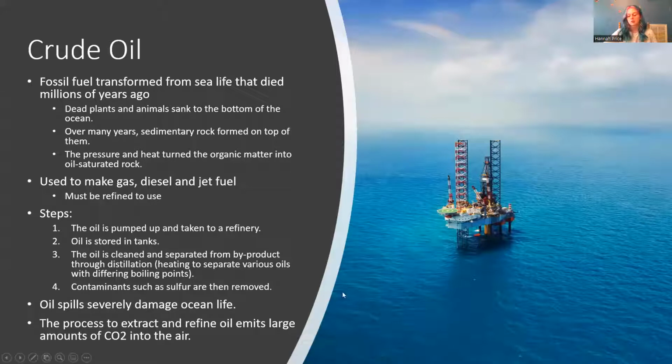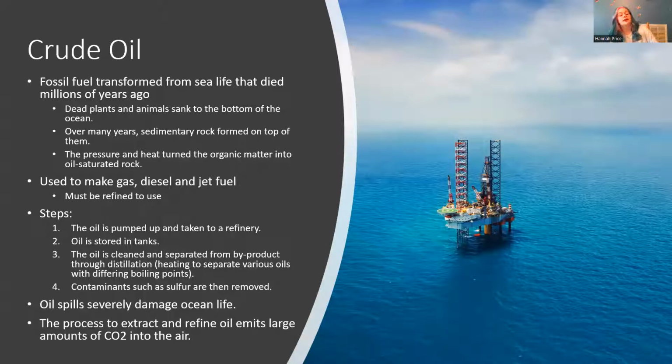With oil, the natural form is called crude oil. This is a fossil fuel transformed from sea life that died millions of years ago. They sank to the bottom of the ocean, and over years, sedimentary rock formed on top, and the pressure and heat turned it into the matter that is oil-saturated rock.